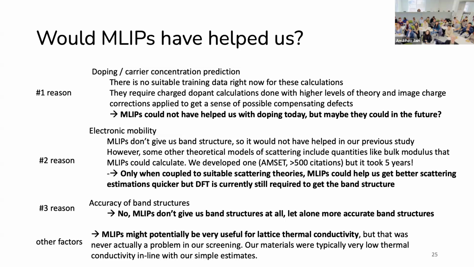And then other factors, I would say the machine learning potentials would be most useful for predicting the lattice thermal conductivity. That's something that they can do today. A lot of people are actually using this to get the lattice thermal conductivity. But that was never actually a problem in our screening. We always got materials with very low thermal conductivity. We didn't have a problem with that. So yes, they could have probably given us better lattice thermal conductivity estimates, but I don't think it would have made a practical difference.